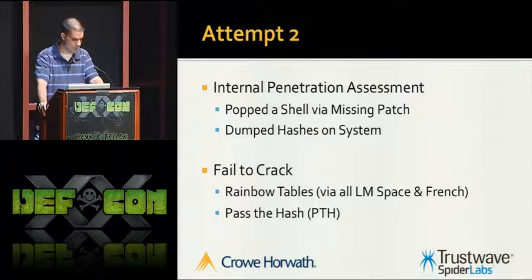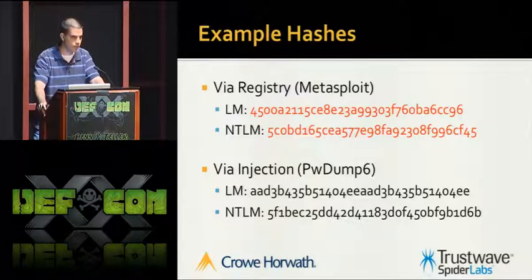So I figure I'm going to fight the good fight with AV, kill AV, and use my old standby, pwdump 6, and inject into memory and see what happens. Turns out I get completely different hashes. So as you can see, with the registry reading method with Metasploit, I get an LM hash. With injection, pwdump 6, that LM hash that's AAD3B4, whatever, is just a blank hash. That's just representing blank, where it means no hash is there.